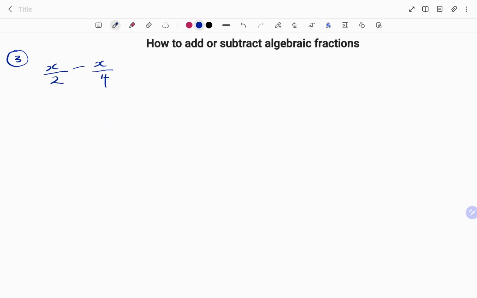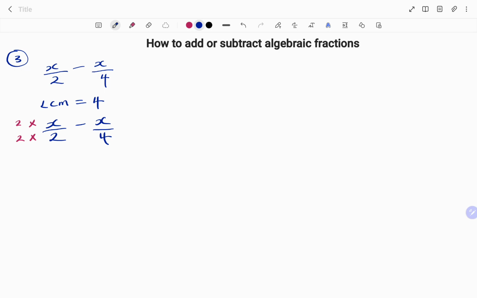In this example, you have to subtract x over 4 from x over 2. Like we did in the previous examples, we need to find our lowest common multiple, or LCM. For 2 and 4, the LCM is 4. So for x over 2, we need to make the denominator 4 by multiplying 2 by 2. 2 by 2 will give us 4. And whatever you do at the top, you do at the bottom. Minus x over 4. This is already 4, so we don't need to change it anymore.